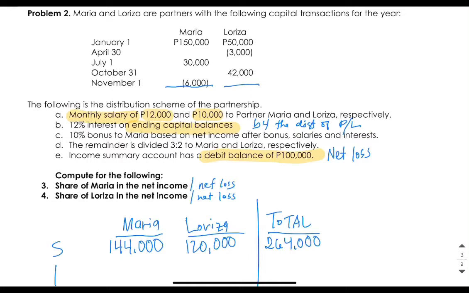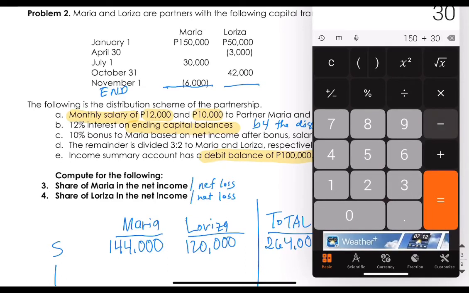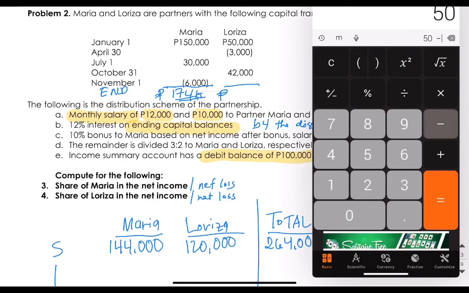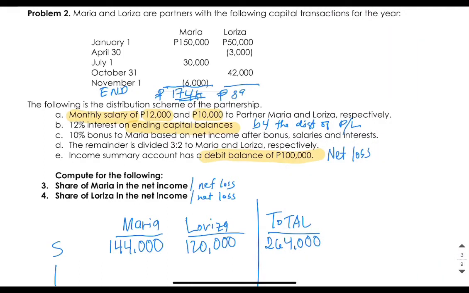Okay, so to get the ending capital balances, we simply have to get the difference. So 150 plus 30 minus 6, that is 174. For Loriza, that's 50 minus 3 plus 42, so 89,000. So these are the ending balances.